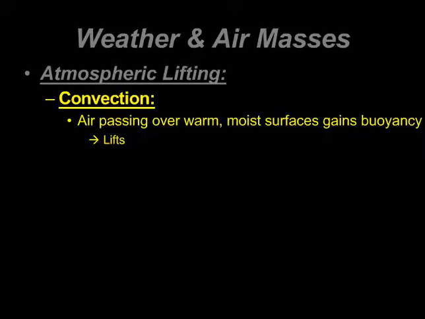Next up is convection. The key to understanding convection is that you have to have moisture on the surface. Moisture on the surface is heated by maybe an intense sun period during the day, and that warm, moist air rises, just like a hot air balloon. It rises, eventually cools and condenses, and falls back down as rain.